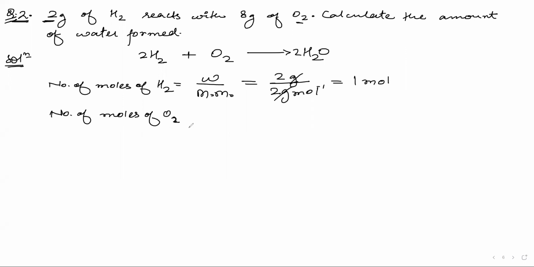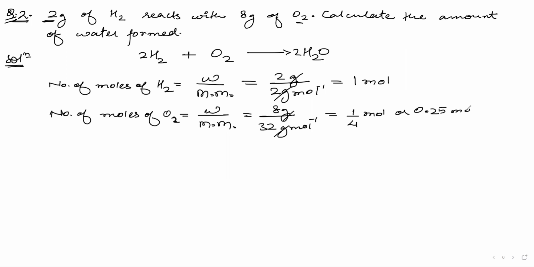Number of moles of O2? 8 grams divided by 32, 32 grams per mole. So grams and grams will cancel out each other. You will get the answer as 1 by 4 mole, or you can say 0.25 mole. So now you have got the moles of both the reactants. Now you can do step 1, that is need statements.